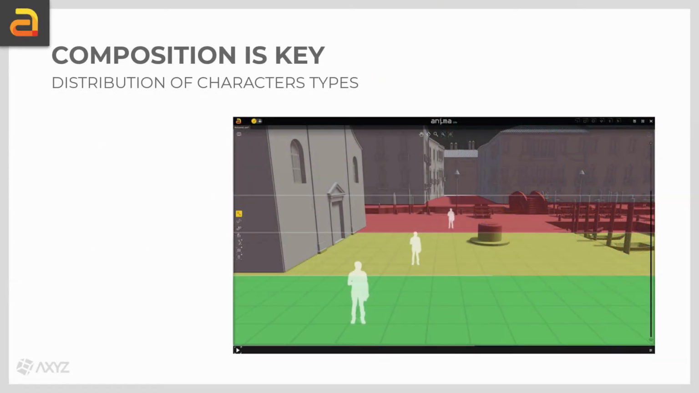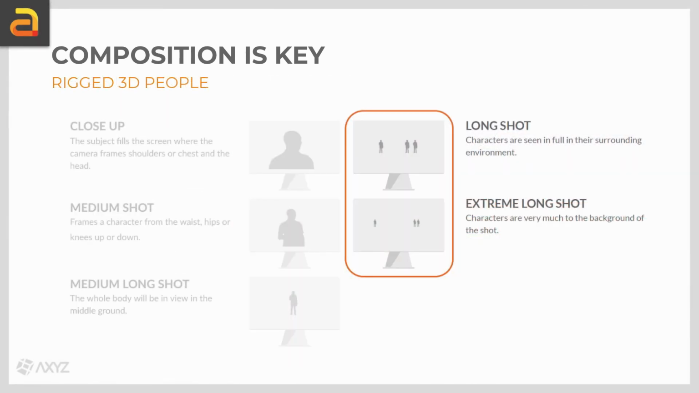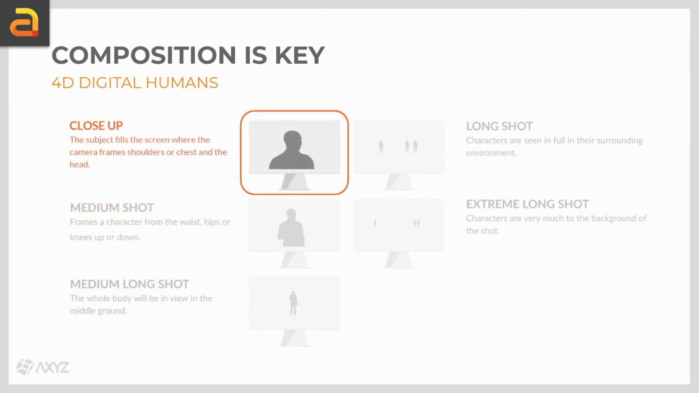In fact, the closer to the camera, the greater is the need for better character animations. You can set your shots by distributing the actors according to the background, the middle ground, and the foreground areas. We suggest using rigged characters in the background for long and extreme long shots, the ambient 3D characters in the middle ground for medium and medium long shots, the 4D digital humans in the foreground for closer shots, and finally use camera effects, such as depth of field, to hide those imperfections still remaining.